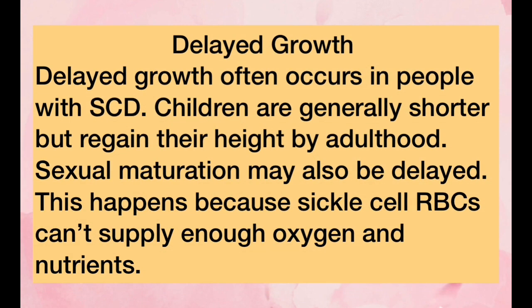Secondly, we have delayed growth. Delayed growth often occurs in people with sickle cell disease. Children are generally shorter but regain their height by adulthood. Sexual maturation may also be delayed. This happens because sickle cell red blood cells can't supply enough oxygen and nutrients.